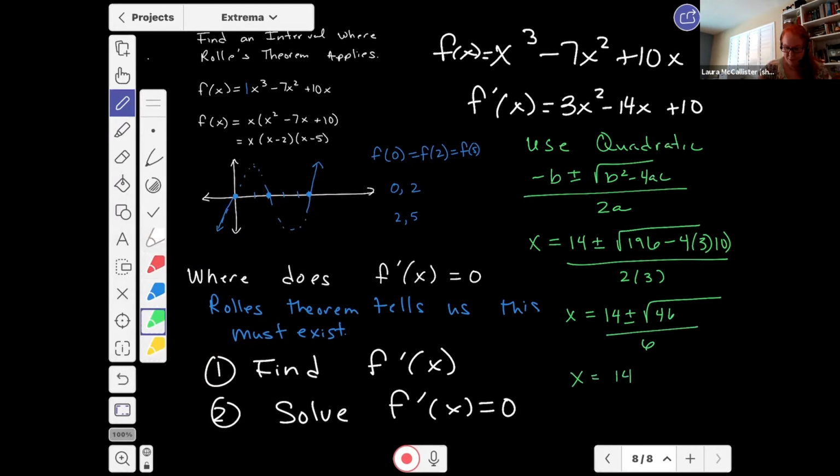Or I'm just going to do this one time because I need to. That should give us, what is it? 4 times 19, yeah. So that will give us 2 square root of 19, all divided by 6.